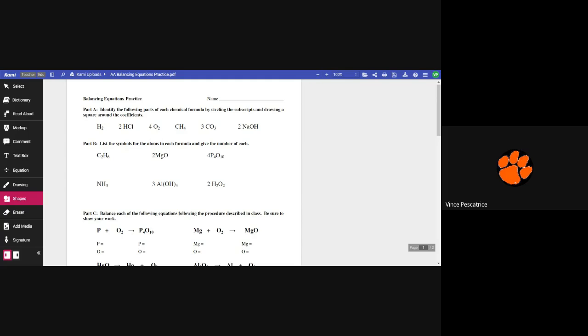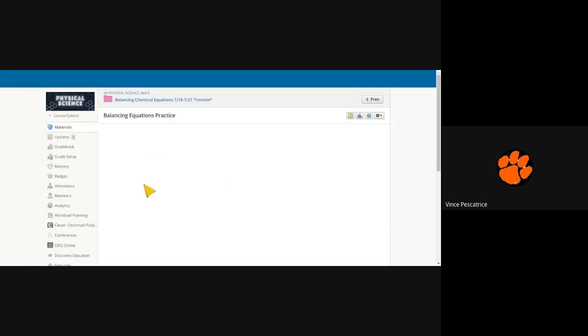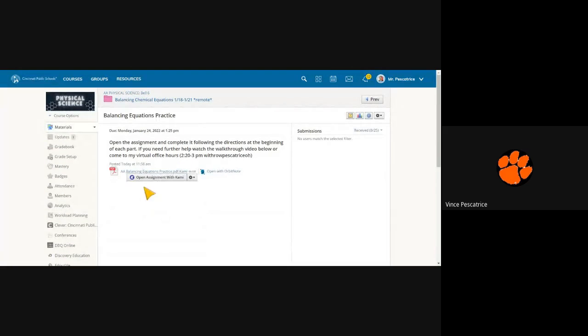All right. So when you open it up, you should have it in Cami. When you click on it, you should have an option to do it in Cami. So the Cami option looks like this here. Click on this button to open it because this will let you write in it and then submit it on Cami.